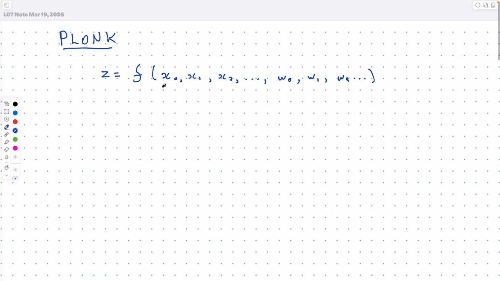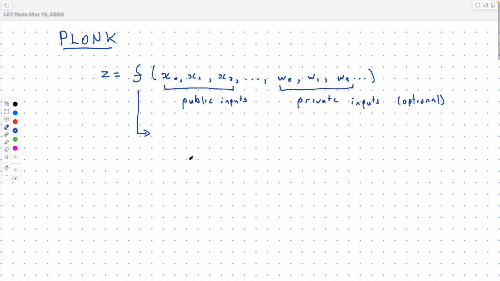Okay, so these are your inputs. We'll call them public inputs. You may have some set of private inputs. This is optional. You have a function. The way we implement the function, or we describe how the function operates, is we describe it as an arithmetic circuit.